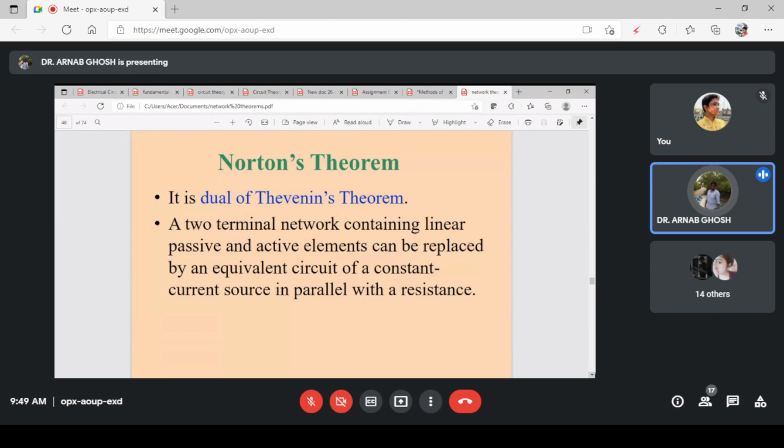So what is Norton's theorem stating? That if there is a linear bilateral network, or a two terminal network which is a linear bilateral network, consisting of both active and passive elements, you can replace this entire circuit by an equivalent circuit of a constant current source in parallel with a resistance. So this is what Norton's theorem is stating.